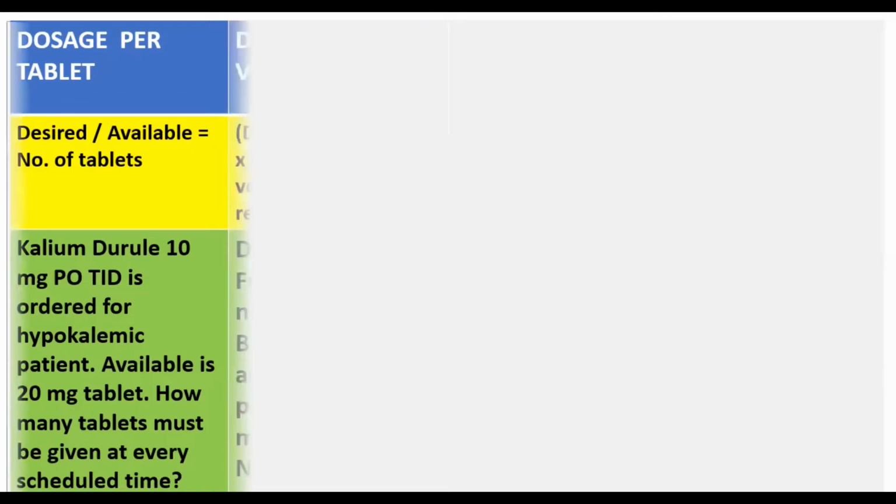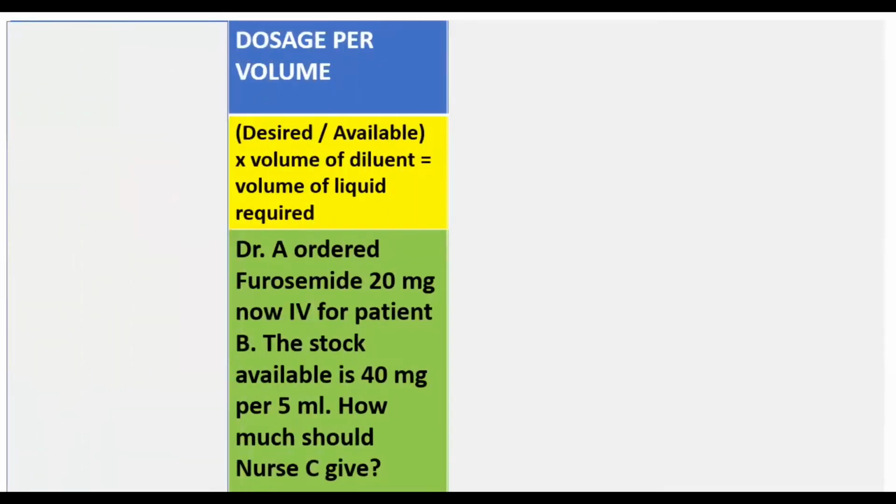Another example of a problem is dosage per volume. This is calculated using the formula desired divided by available multiplied by volume of diluent. It is equal to the volume of liquid required. Example of this problem: Dr. A ordered furosemide 20 milligrams now IV for patient B. The stock available is 40 milligrams per 5 ml. How much should nurse C give?